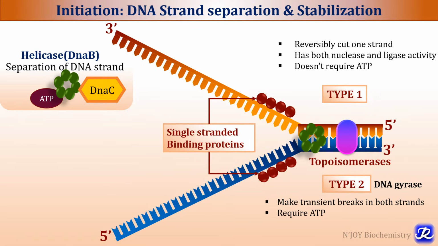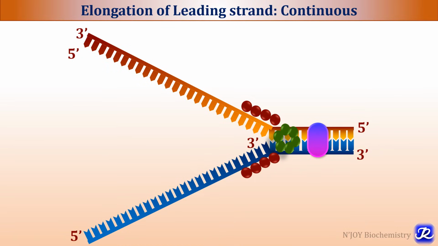Then comes the role of DnaB and DnaC. DnaC helps DnaB to get loaded on the DNA strand. Then this helicase separates the two DNA strands. The single-stranded binding protein binds to the separated DNA strands and prevents their re-annealing. The enzyme topoisomerase binds to the DNA and relieves supercoiling, which is developed in the DNA due to separation of strands.